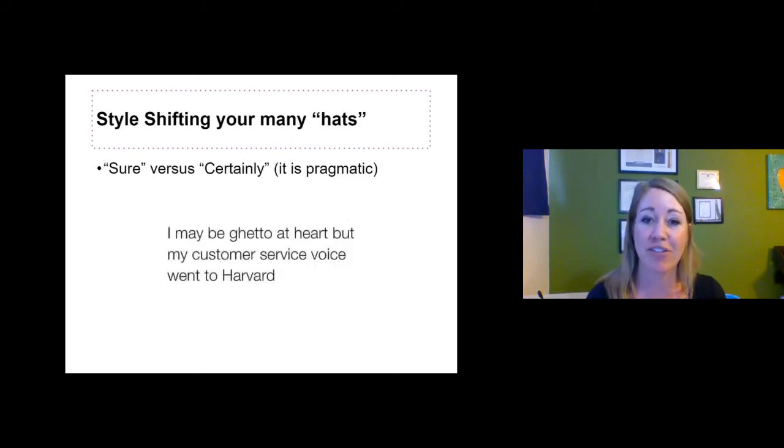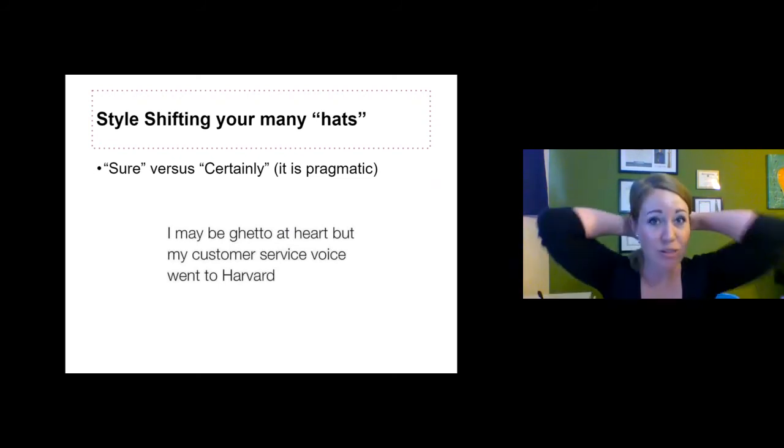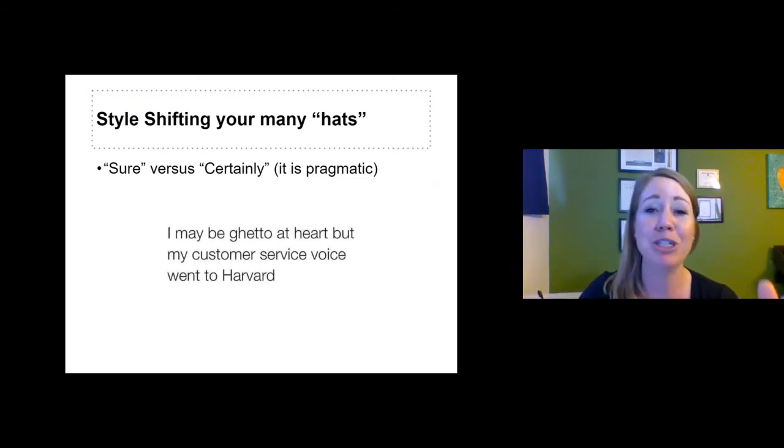Style shifting has many different hats. Or style shifting in your many different hats, sorry. I had a student in the past who worked at Chick-fil-A. We were talking about our occupations and how you style shift in your occupation. I wish we had class face-to-face because this is such a fun conversation when you talk about your careers.